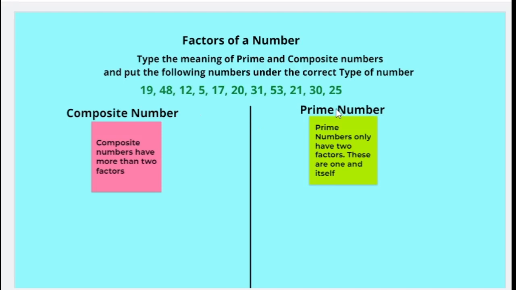And this one now, you're going to write up your book and you're going to place these numbers under the correct heading. Tell me whether 19 is prime or composite. 48, whether it is prime or composite. 12, composite or prime. 5, composite or prime. So you put them under the correct heading. All right, when you see me, I will mark them.